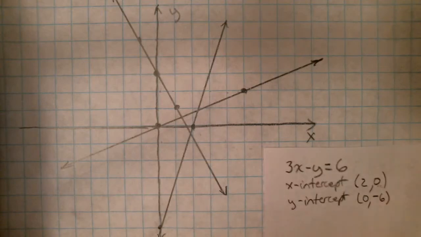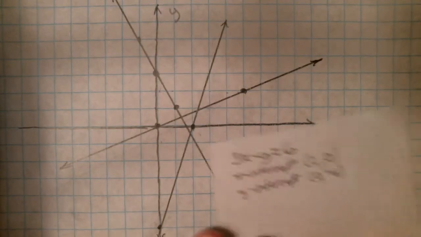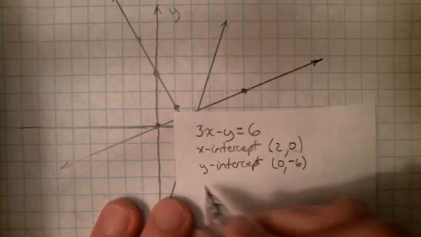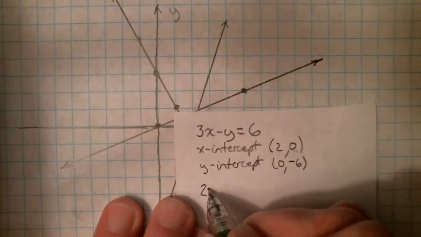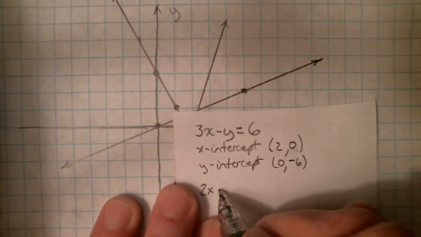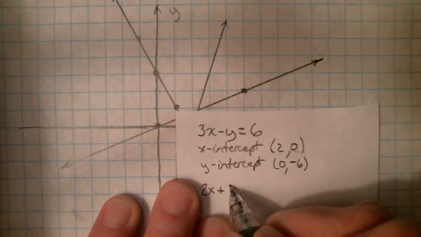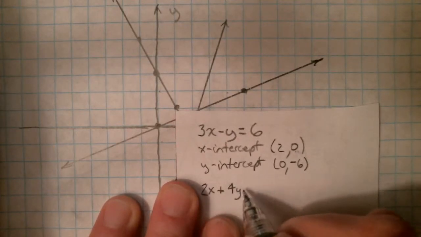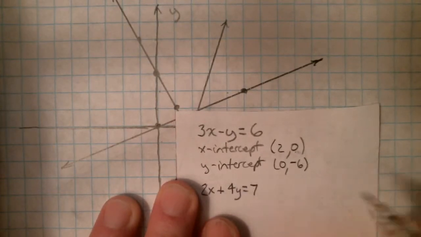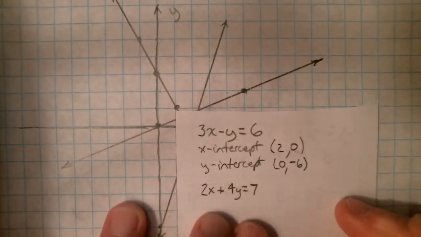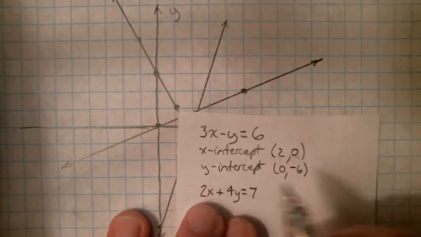All right, let's do one more line in standard form. So here's a line in standard form. 2x plus 4y equals 7. Let's graph that line. All right, here it is in standard form.